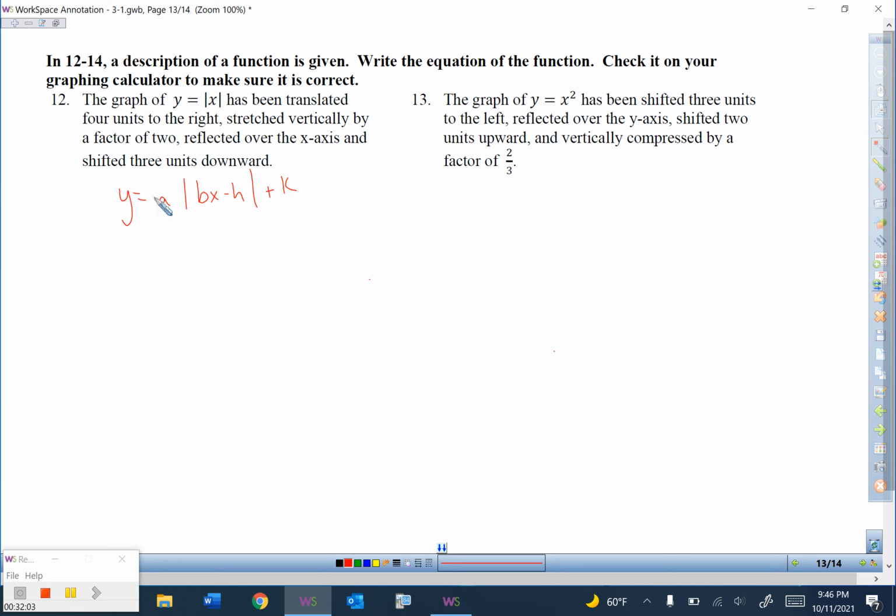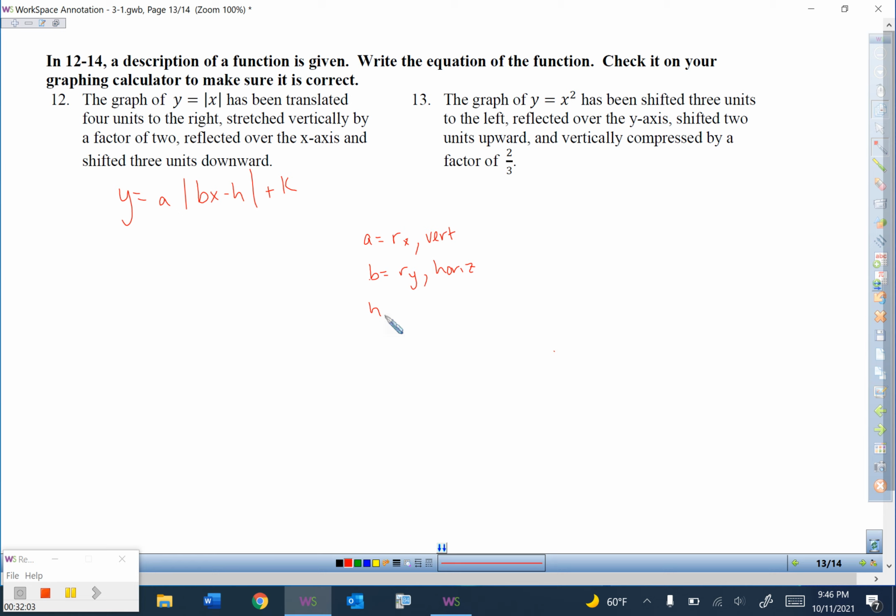From there, we just have to know what the a, b, h, and k mean in regular words. So a is going to mean two different things for us. It's going to be a reflection over the x-axis, but it also represents a vertical something or other. B value is going to be a reflection over the y-axis, if there is one, and it will be a horizontal something or other.